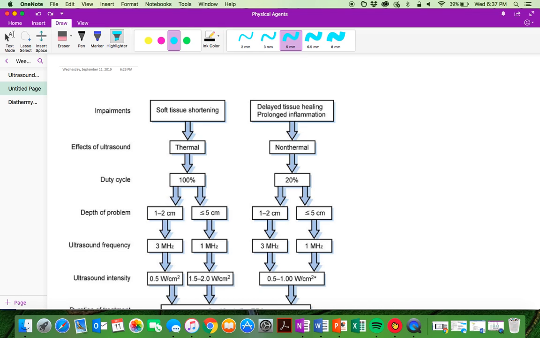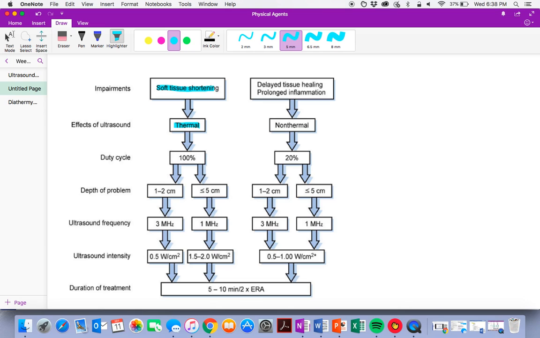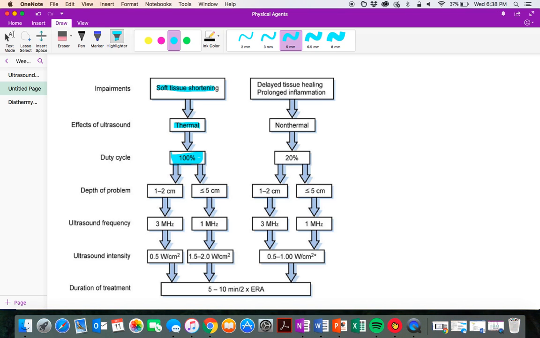When we are looking at soft tissue shortening, we want to heat the tissue and we want to be able to stretch it out. So soft tissue shortening is going to require a thermal effect of ultrasound, and this is going to require us to set the duty cycle to 100%. This is a continuous wavelength, and again, this is for a thermal effect.